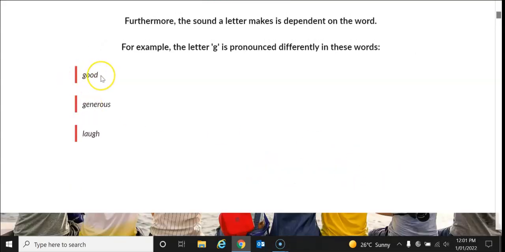So, in the word good, the letter G is pronounced G, G as in good. However, in the word generous, the letter G is pronounced J, J as in generous. And then when you look at the next word, laugh, the letters GH represent the F sound, F as in laugh. So you can see that relying on the letter itself to give you the sound is not very useful.